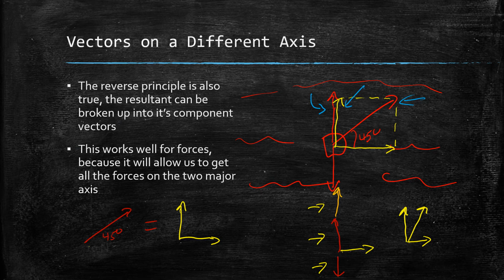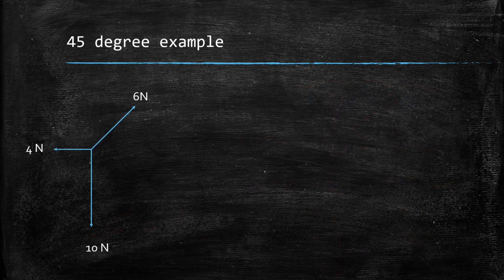Here's an example of that whole process. You have a 6 Newton force at a 45-degree angle, a 4 Newton force, and a 10 Newton force. The whole goal is to find F net. What is the net force acting on this object? The first thing we would do is take that 6 Newton force and break it down into its two components. We're going to find the horizontal part and the vertical part.